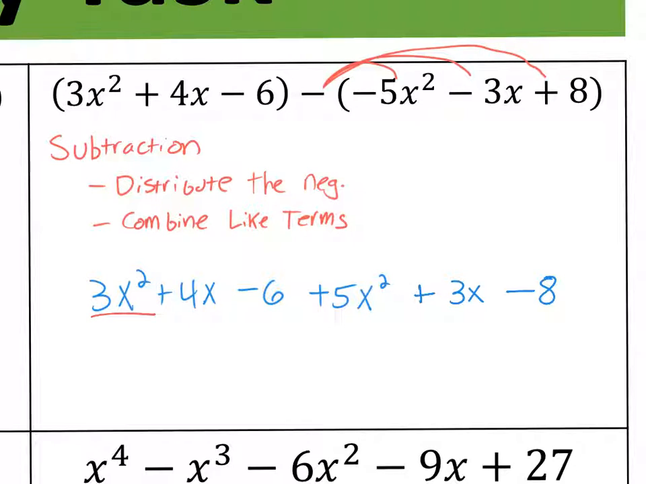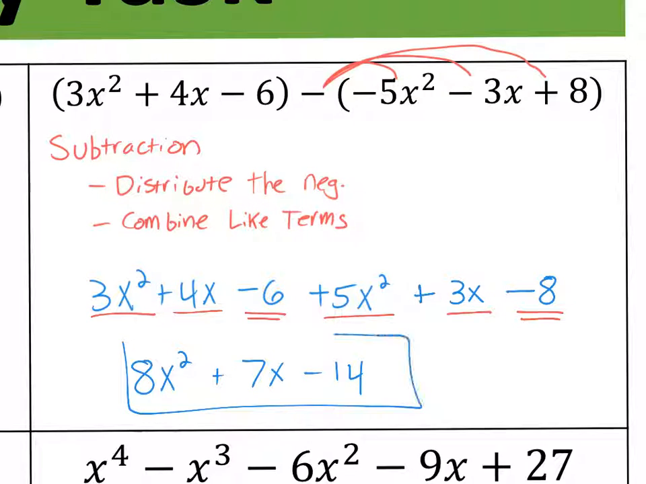So I've got my 3x squared, my 5x squared. That makes 8x squared. I have my 4x and my 3x. That makes me 7x. It's a positive 7x. And I've got my negative 6 and my negative 8. And that makes me negative 14. And this is my final answer.